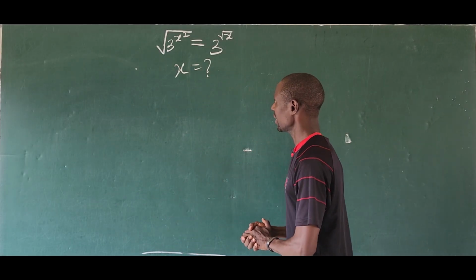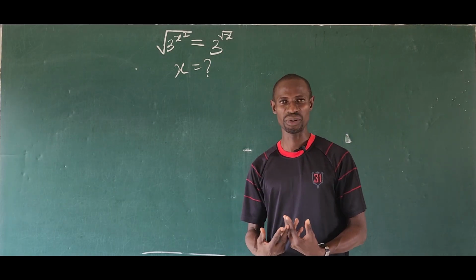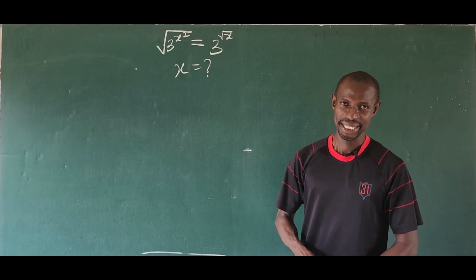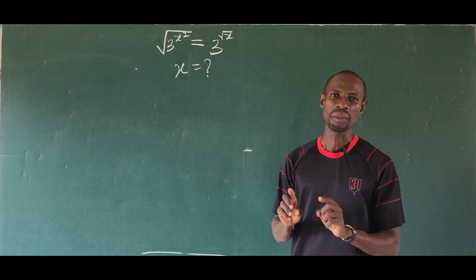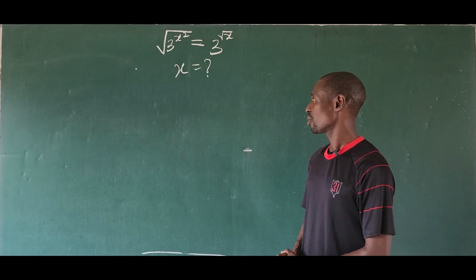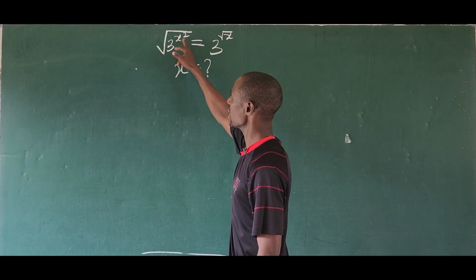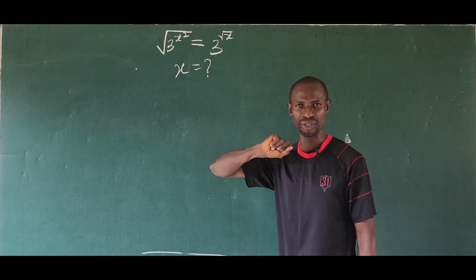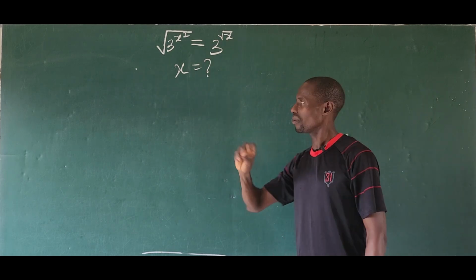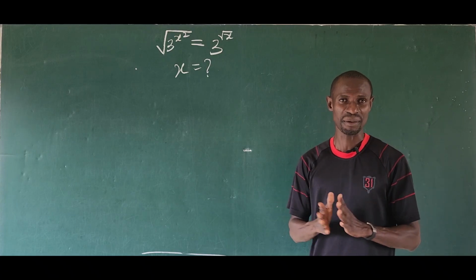We have a radical challenge here. This equation is a simple one, an easy one if only you are familiar with the rules that govern indices. So we're going to make use of some of the simple rules that guide the operation in indices. The question is: the square root of 3 to the power of x, all further raised to the power of 2, equals 3 to the power of root x. What is the value of x here? How many values or solutions are we going to get from this challenge?